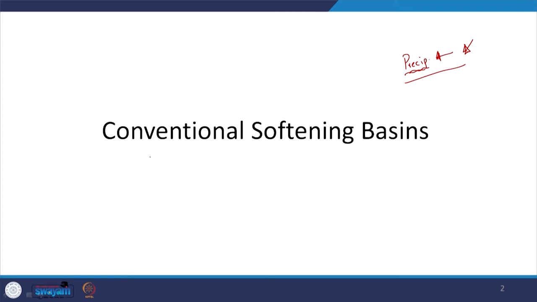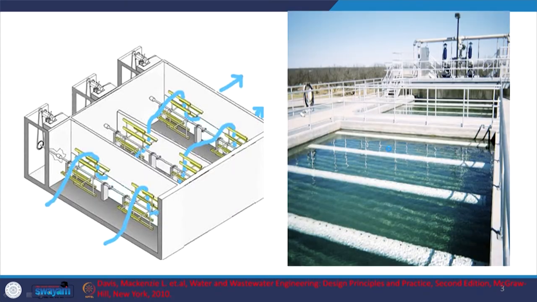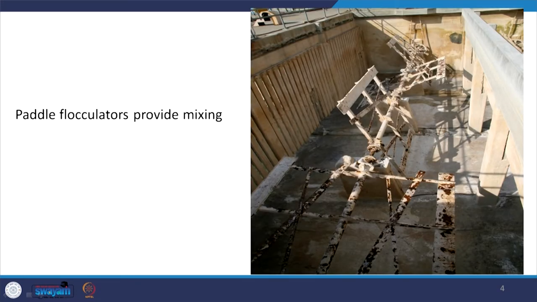So following up with what we discussed last time, conventional softening basins. This is what they look like. You can see the flow and such. Paddle flocculators, we saw this with respect to flocculation. This is what they look like. And we obviously looked at the design, the width, the length, the spacing between them, and how many per particular shaft.